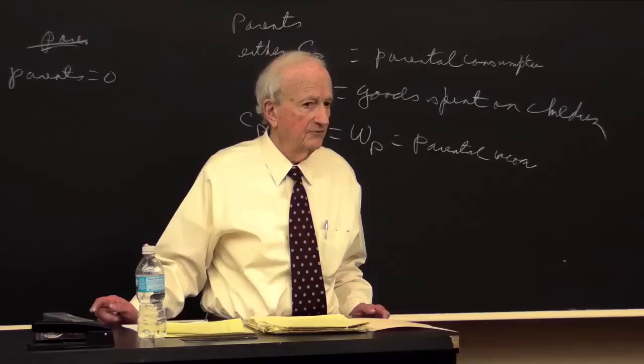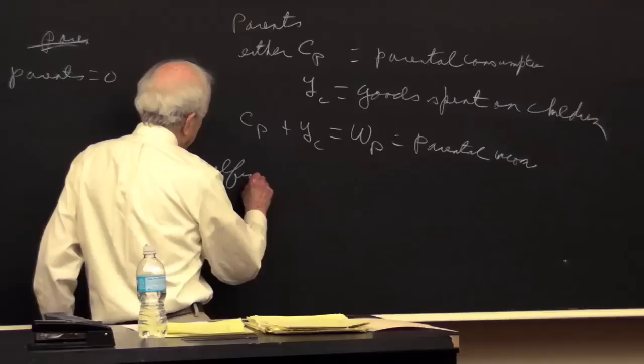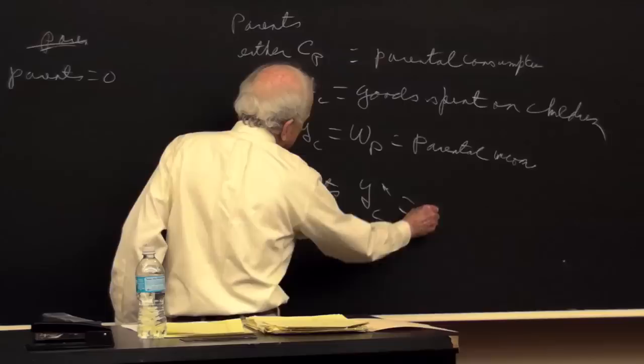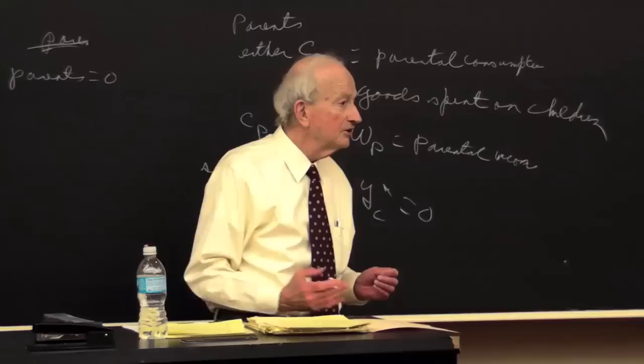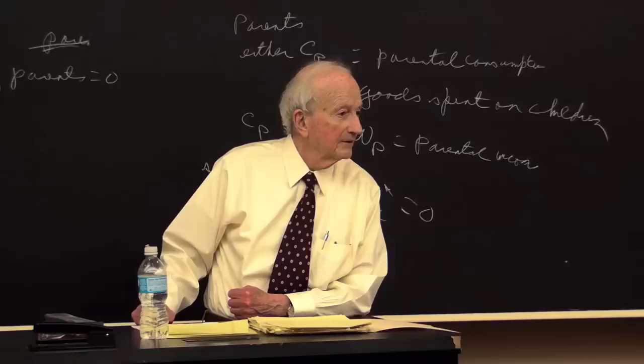Now, if you had selfish parents who didn't care about their kids, optimal Y is equal to zero. Why spend anything on kids? No way you can get back anything. Just giving away, just reducing your own C. So selfish parents don't spend anything on kids. If the world was full of selfish parents, we could close up this part of the analysis and go home, right? So it has to be something that induces parents to spend on their kids.